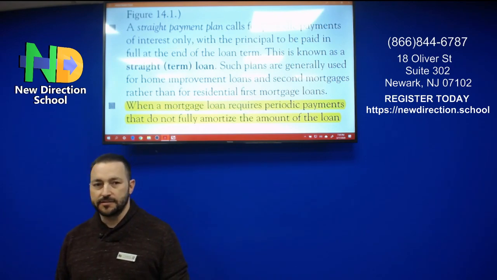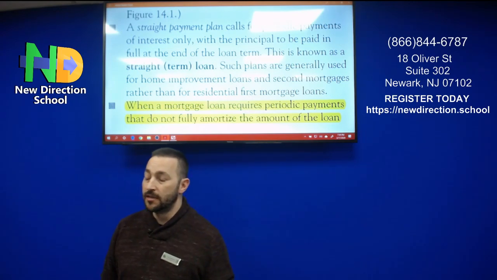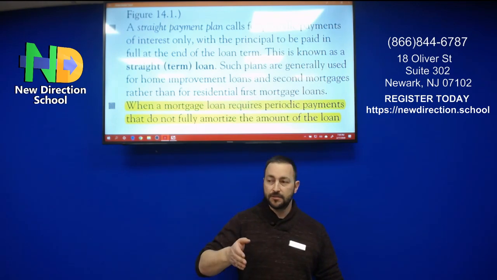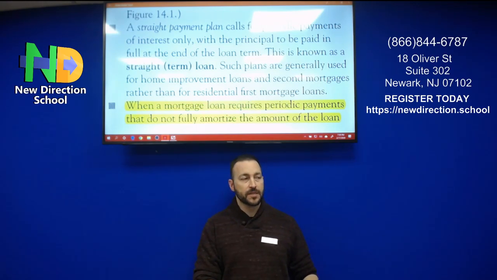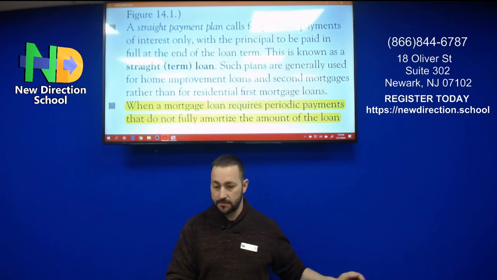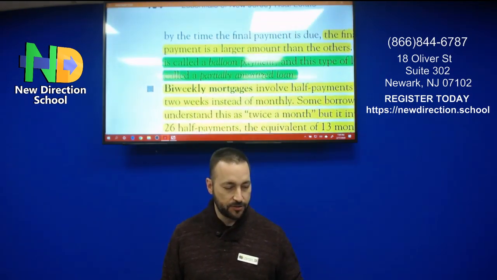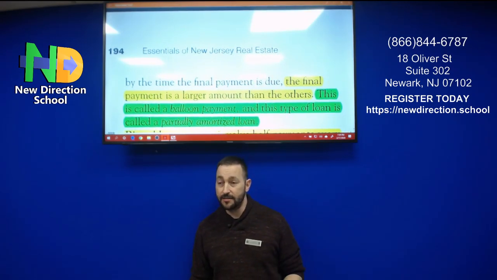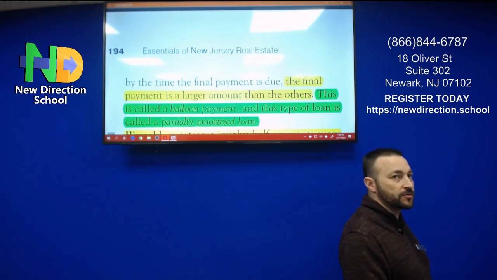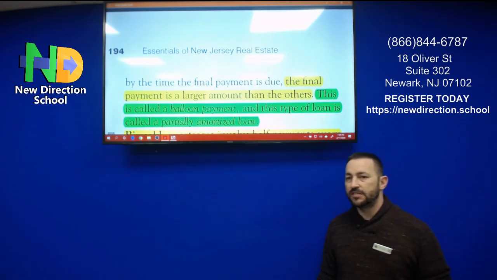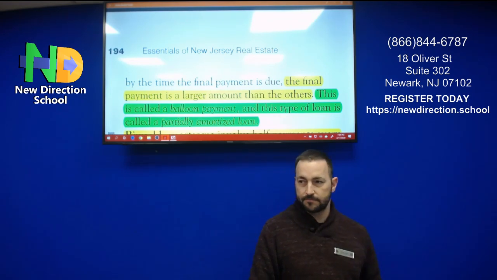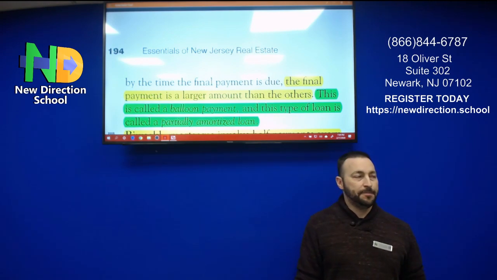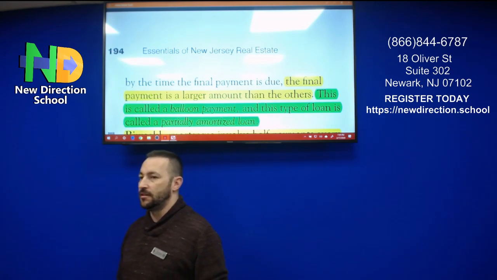What does it mean, the word amortize? Kill slowly. So what we're saying is, you have your payment, but your payment is not enough to fully kill the loan. Does that make sense? Next page. By the time that the final payment is due, then the final payment is a larger amount than the others. Please highlight, underline, put stars. It says this is called a balloon payment. And this type of loan is called a partially amortized loan.